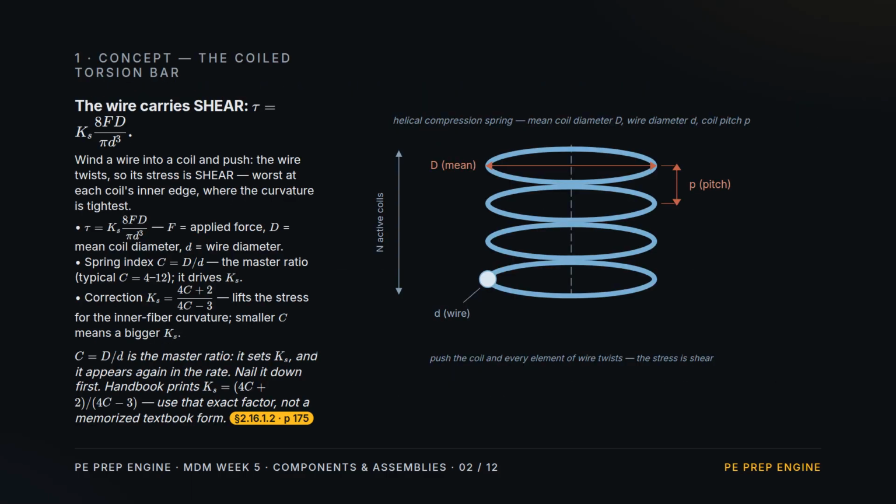Concept 1. The coiled torsion bar. Because the wire twists, the stress is shear, and the handbook gives it as Ks times 8FD over pi d cubed. The 8FD over pi d cubed piece is the plain torsional shear. Ks corrects for the extra stress on the inner fiber, where the coil curves tightest. Everything hangs on one ratio, the spring index C, mean diameter over wire diameter. A tight coil, small C, means a bigger correction. Use the printed factor exactly.